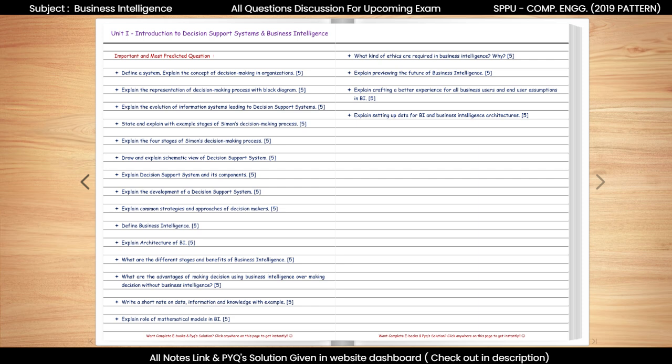Now, let us move on to our next important topic, data setup for business intelligence. From this topic, we can expect questions such as, explain setting up data for business intelligence and business intelligence architectures. Setting up data for business intelligence involves data cleaning, integration, storage, and management. A strong BI architecture ensures reliable data flow and supports accurate analysis.